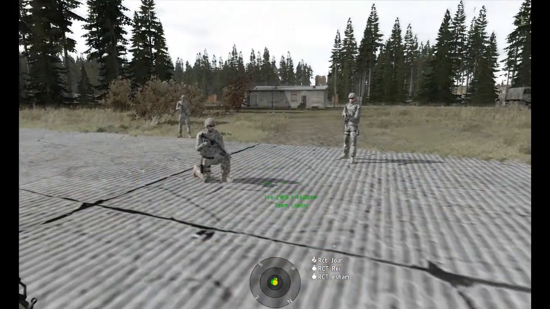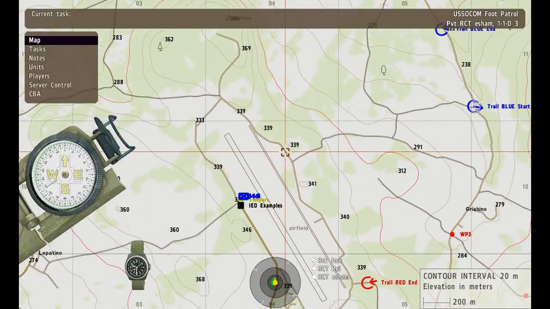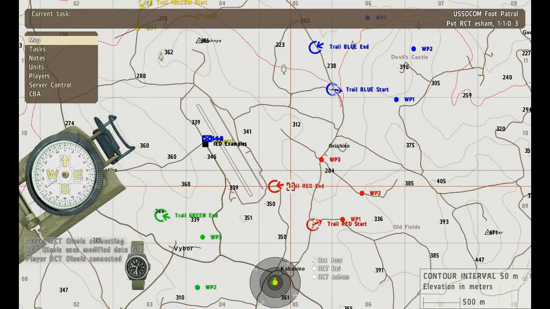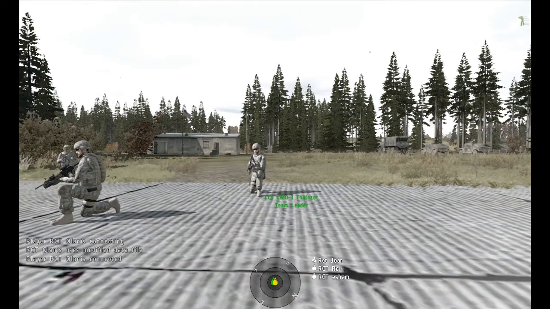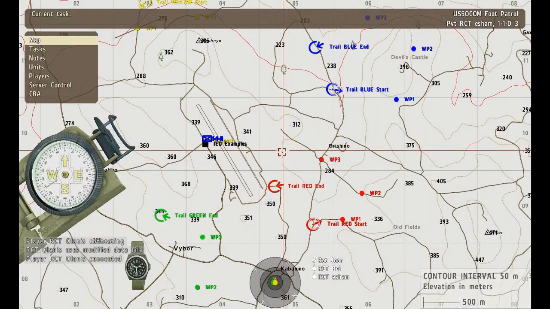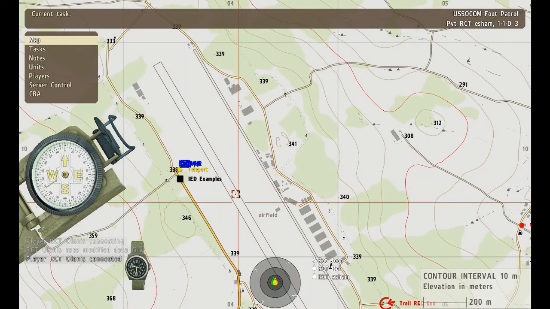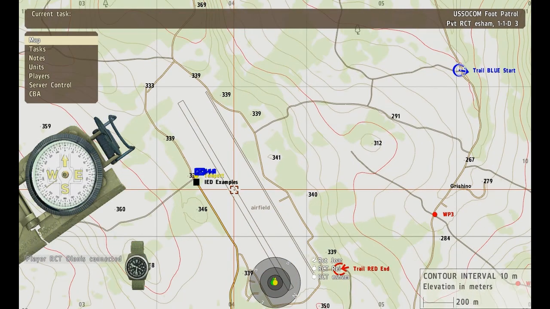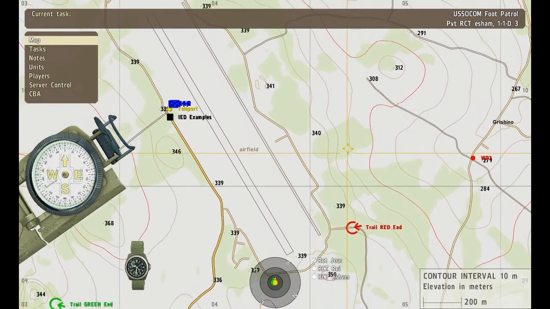Alright, next item of interest, map. Everyone press the M key. Right now what you need to know are grids, how to read them, how to translate them, hill numbers, the general idea of contours, and marking. And we'll start with grids.